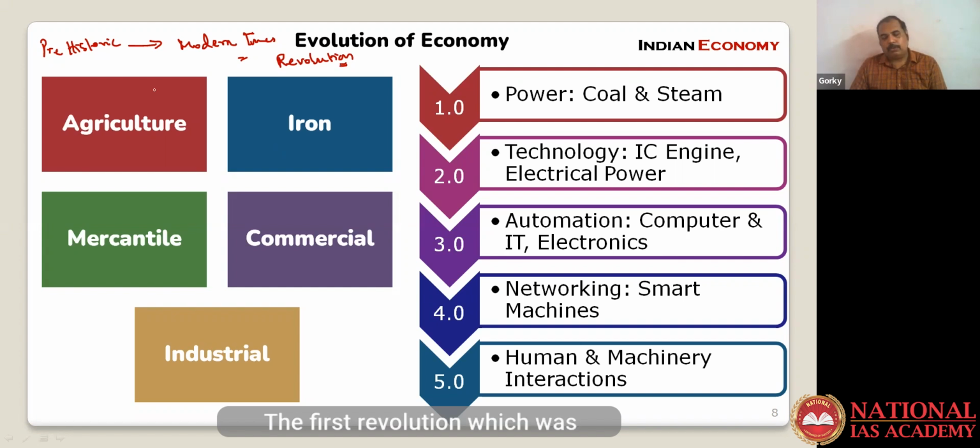The first revolution created by humans was fire, the control of fire. The control of fire was the first revolution of human beings, but it didn't have anything to do with economy as such. It had to do with the evolution of humans. But as part of economy, the most important invention is agriculture.